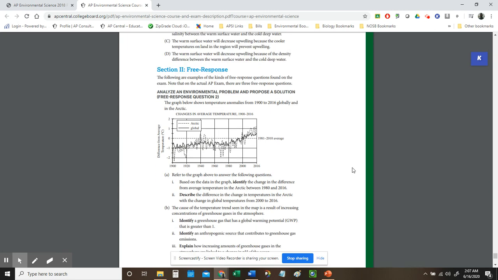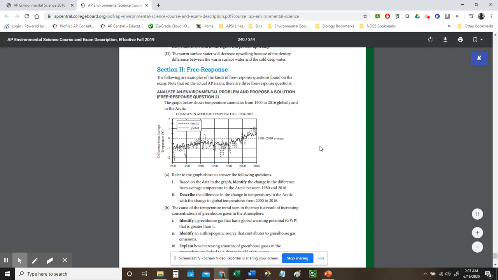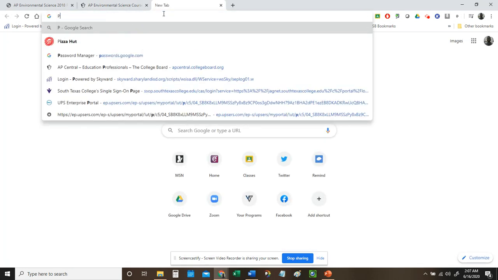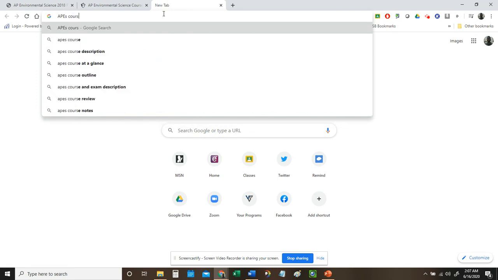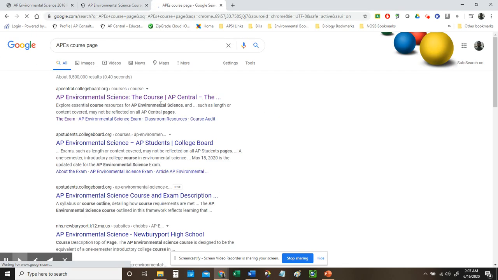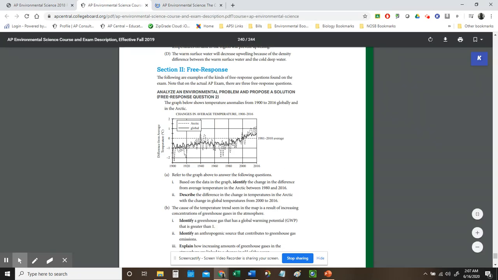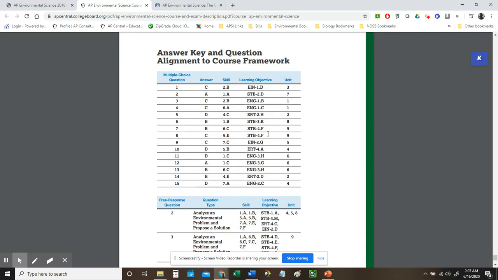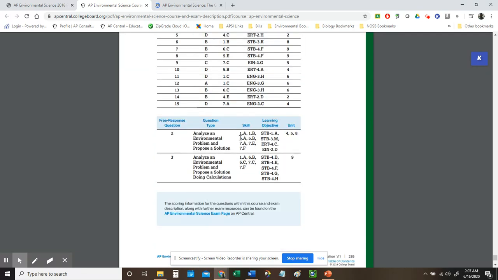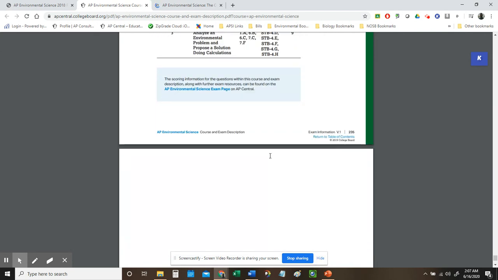This is a sample that they gave and is available in the CED. And actually on the APES course page, one of the things you're going to notice is they have put in a file with the answer keys to this. In the actual CED, there is no answer key to the free response. There are answer keys to the multiple choice and the objectives, skills, and units. Same thing with the free response. It tells you the skills, the objectives, and the units, but there's no key on here.